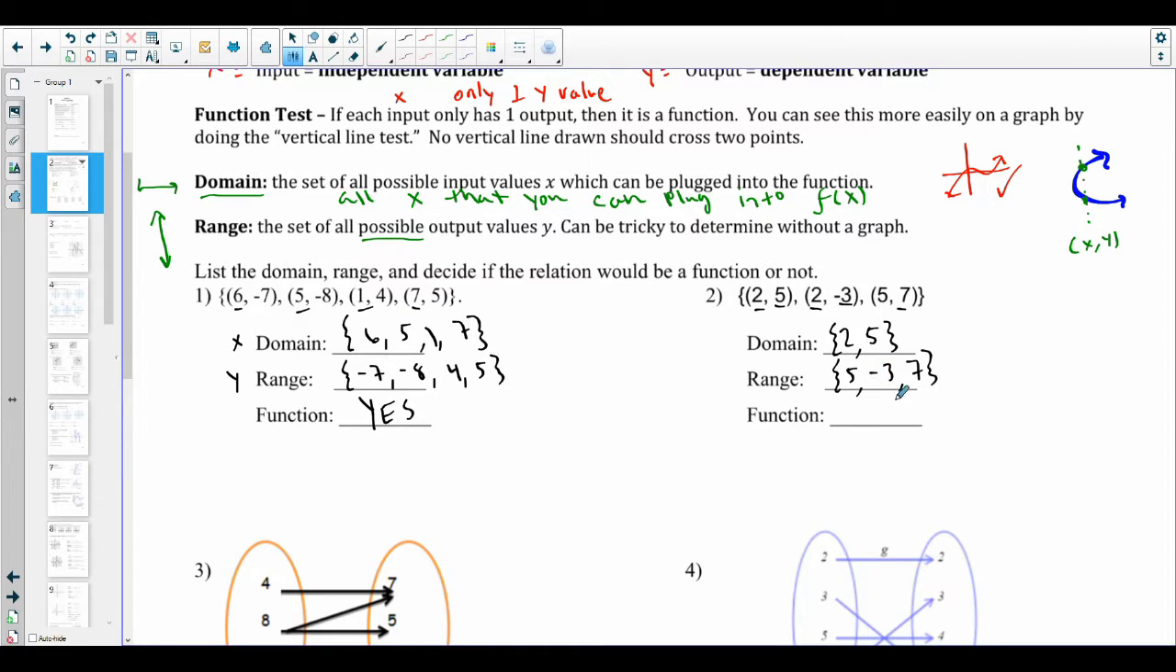Is this a function? Well, if you notice, I have 2 points where x is the same, but y is different. So in other words, I have one input going to multiple different outputs. That fails the vertical line test. That's not a function. So we're going to say no. Because this 2 is being mapped to both 5 and to -3. We can only have x going to one y value.